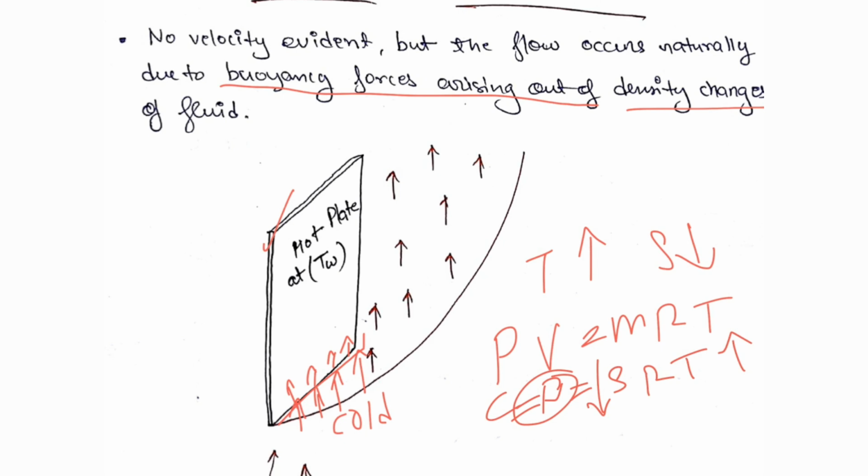As the density decreases, the ability of the fluid to flow will increase. It will go up in this direction, and new cold fluid will come and touch the hot plate. This is how the flow takes place even though there is no velocity, because of density changes.